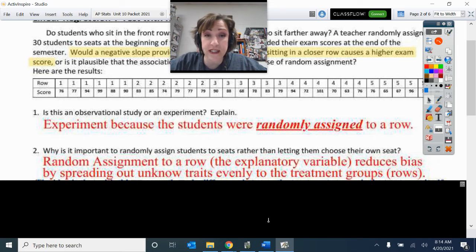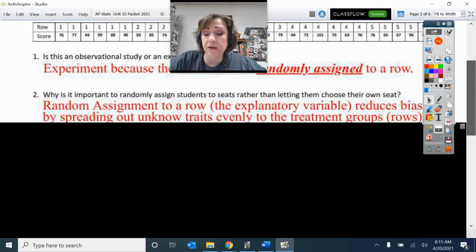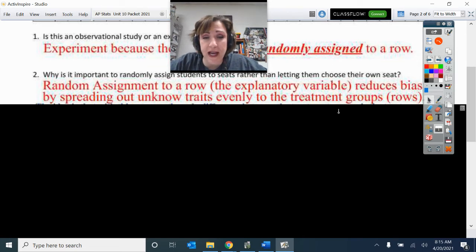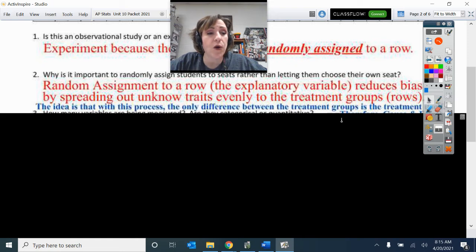And there's 2 things we want to say about that. Not only do you say that it reduces bias, it's happening because you are spreading the unknown traits evenly. When you need to spread unknown traits evenly, randomize, randomize to reduce bias.